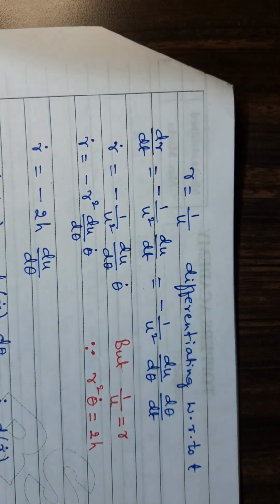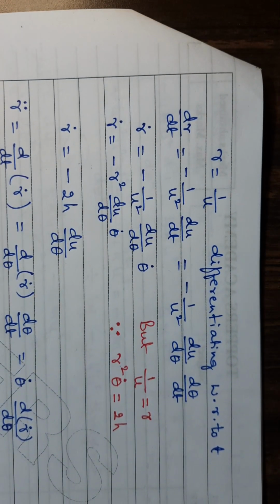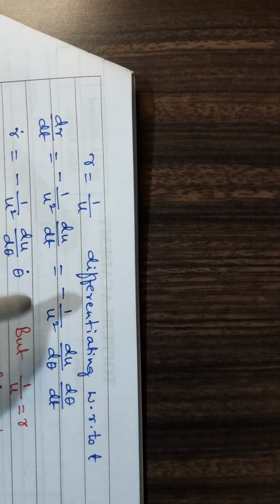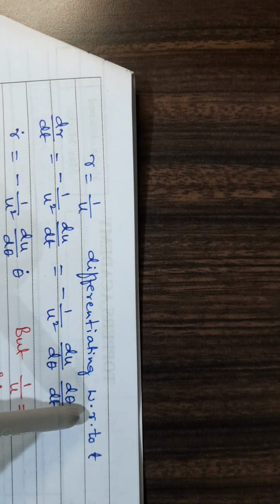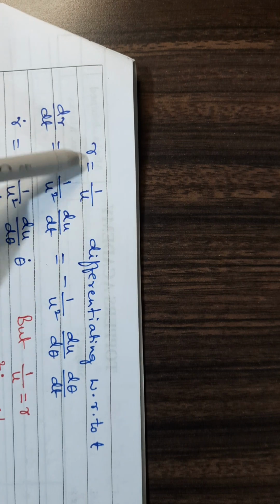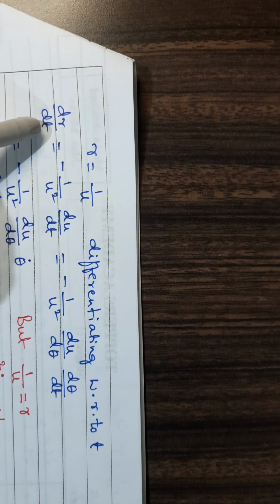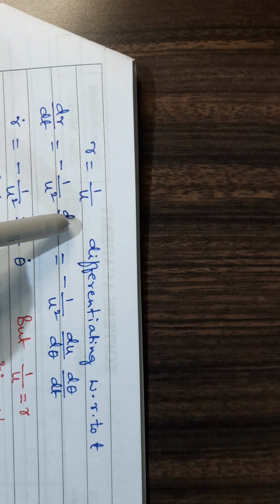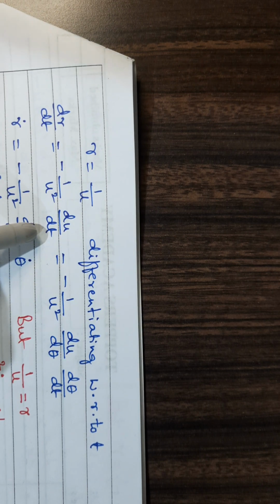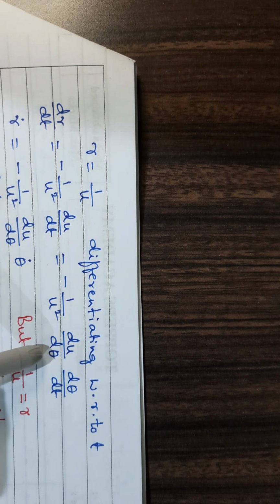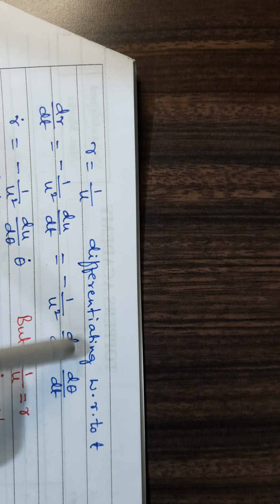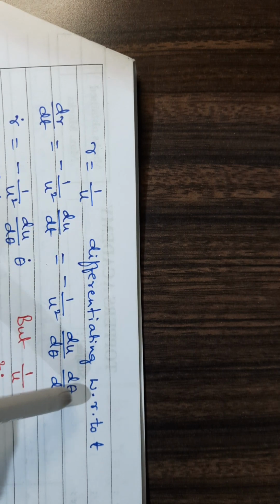Okay. Now, we know that r is equal to 1 divided by u. If I am choosing r is equal to 1 divided by u, I will differentiate now. So do the differentiation with respect to time. R is equal to 1 by u, differentiate with respect to time. Therefore, dr by dt is equal to minus 1 by u square into du by dt. Basic differentiation. This one I will write in terms of du by d theta. This du by dt can be written as du divided by d theta into d theta divided by dt.